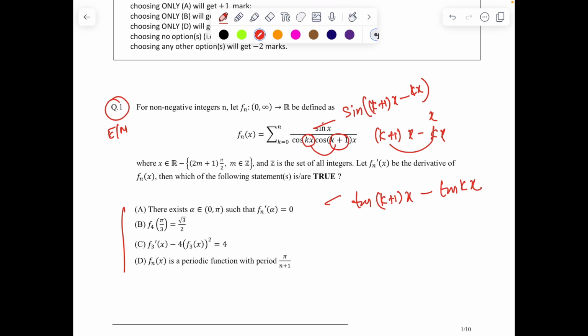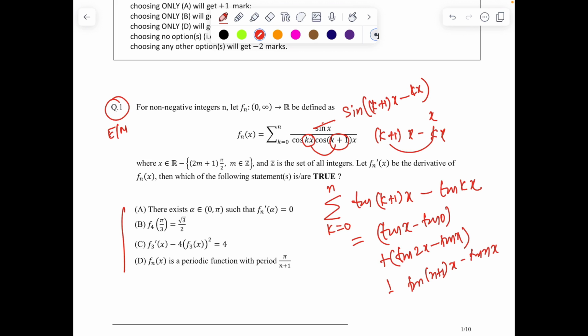This is the basic idea, and now when we sum it from 0 to n, k equals 0 gives tan x minus tan 0. k equals 1 will give tan 2x minus tan x, and you can do this very fast. At last we'll get tan (n plus 1)x minus tan nx, and everything will get cancelled in the process. We'll be left with tan (n plus 1)x minus tan 0. So this summation goes to tan (n plus 1)x.